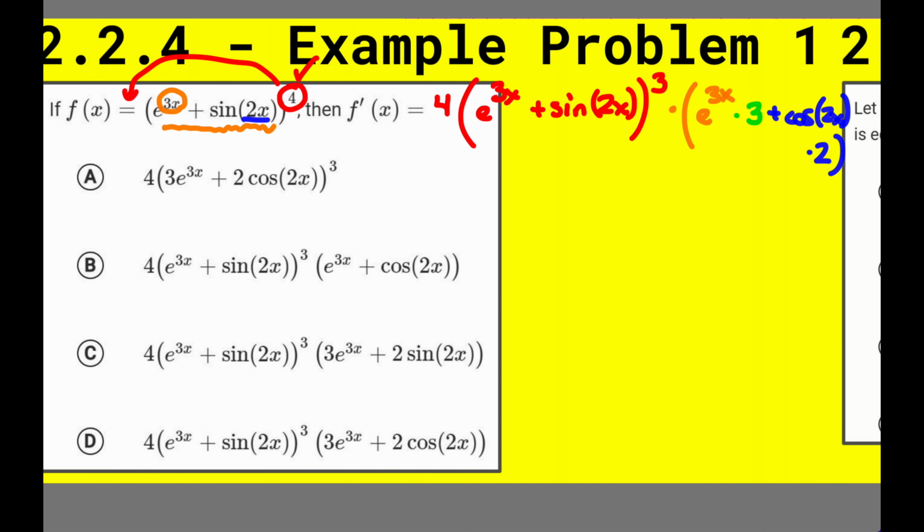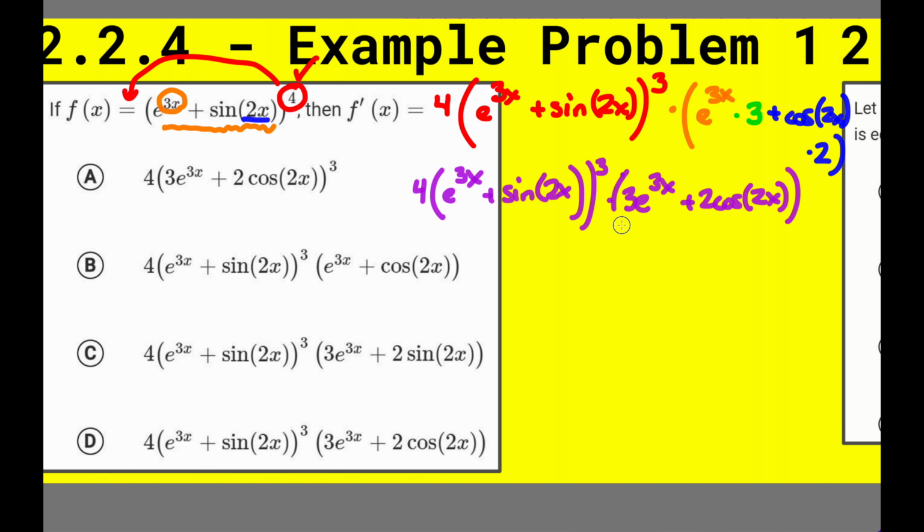I kind of ran out of room here, so I'm going to rewrite this really quick. Your answer is going to be something like 4 times the quantity e to the 3x plus sine of 2x to the third power, times 3e to the 3x plus 2 cosine of 2x. And this all has to be in parentheses, otherwise it won't distribute right. So that's a mess, but luckily it matches one of the answers here, which looks like it's going to be D.